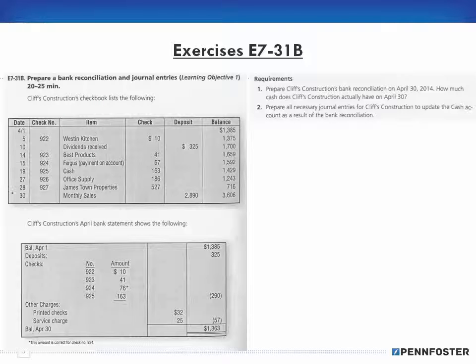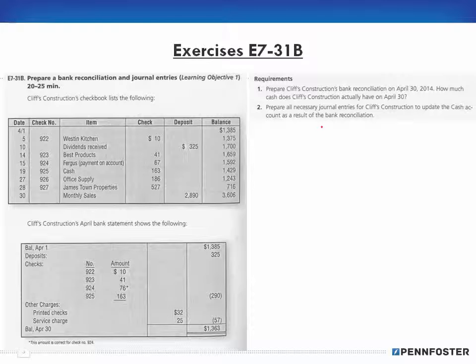Okay, so this is the check register. And then he receives his April bank statement right here. And it says prepare Cliff's bank rec on April 30th. How much cash does Cliff Construction actually have on April 30th? And then it says prepare all necessary journal entries to update the cash account as a result of the bank reconciliation.